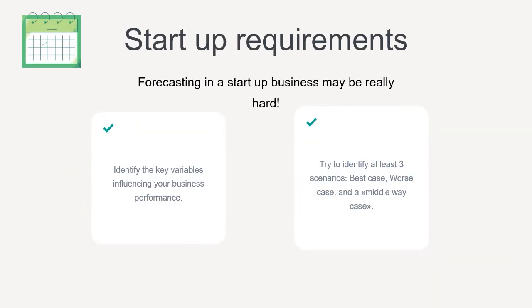Forecasting in a startup business may be really hard. Two important points. Identify the key variables influencing your business performance. Try to identify at least 3 scenarios: best case, worst case, and a middle way case. Scenarios come from the changes in these variables.